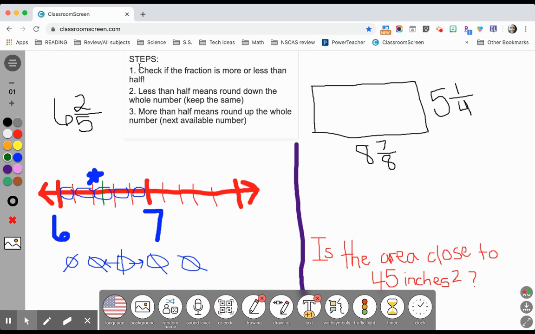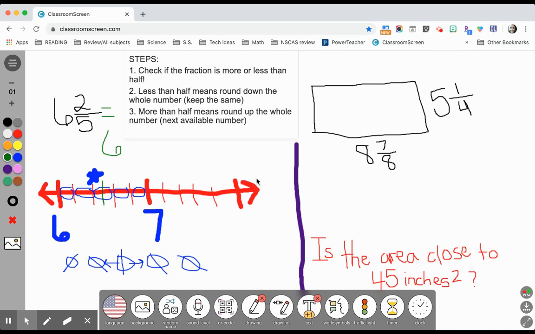Okay, so we're going to use our steps here. Step 1 was check if the fraction is more or less than half. So I did that. It's below the line. So that means I'm going to round down. So if it's less than half, keep the whole number the same. So 6 2/5 equals 6.